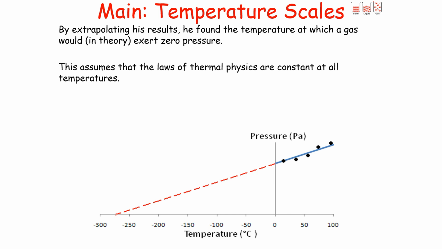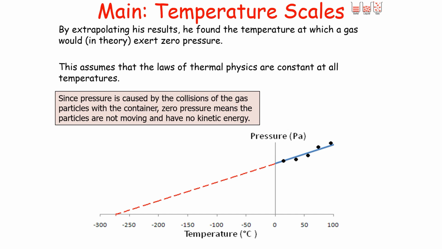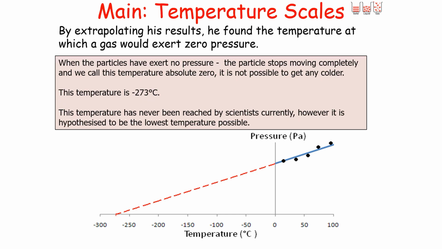Now, it's important to note that for this extrapolation, we're assuming that the laws of physics are constant at all temperatures, which thankfully is true, but Kelvin didn't realise this. Since pressure is caused by the collisions of the gas particles with the container, 0 pressure means the particles are not moving and therefore have no kinetic energy. So when the particles exert no pressure, the particles have stopped moving completely, and we call this temperature absolute 0. It's not possible to get any colder.